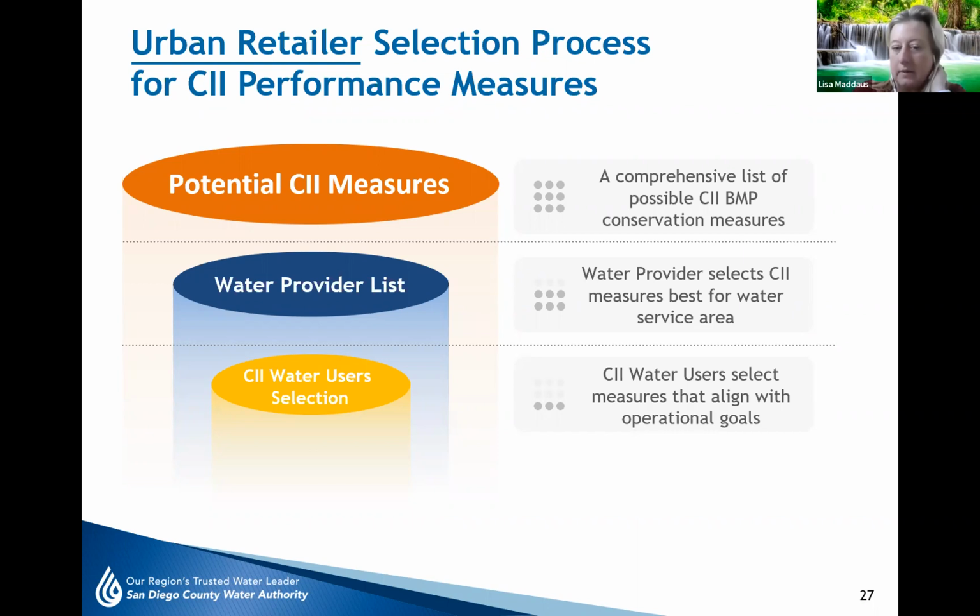And then obviously the voluntary CII users are the ones to select, and they are voluntarily implementing the conservation measures. And so that's kind of the flow. The main role for you right now, I think, is making sure that the BMPs that are listed or the classification systems that DWR is discussing make sense or can be feasible. Next slide.